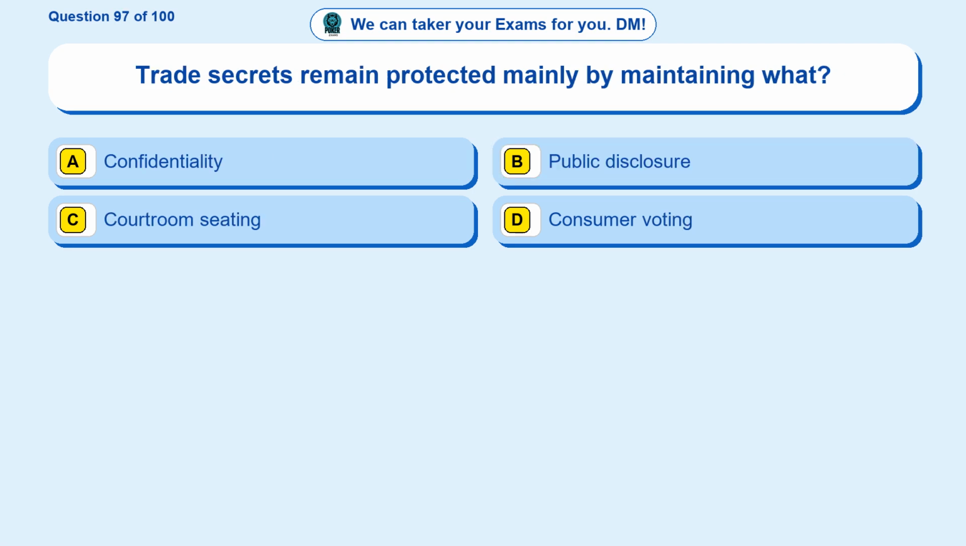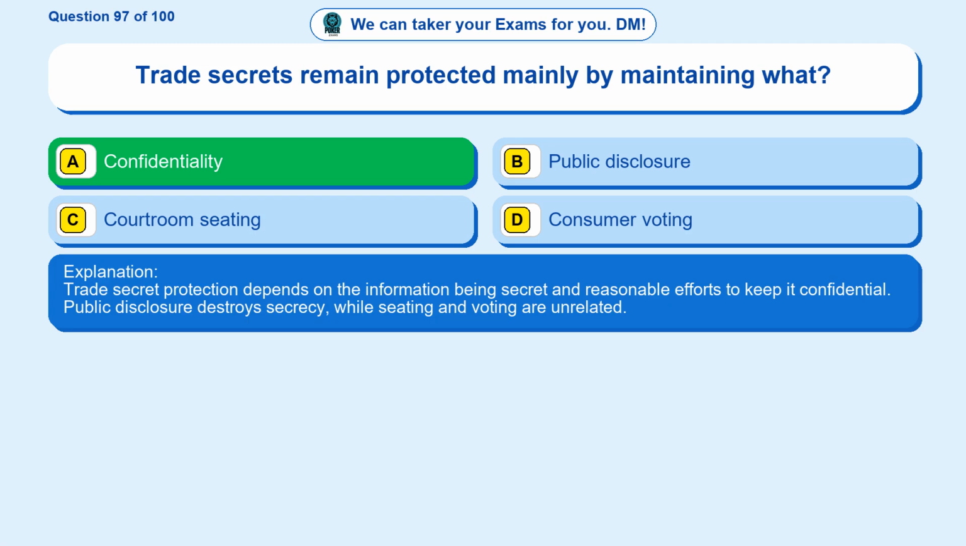Question 97. Trade secrets remain protected mainly by maintaining what? Option A, confidentiality. Option B, public disclosure. Option C, courtroom seating. Option D, consumer voting. The correct answer is option A, confidentiality. Trade secret protection depends on the information being secret and reasonable efforts to keep it confidential. Public disclosure destroys secrecy, while seating and voting are unrelated.